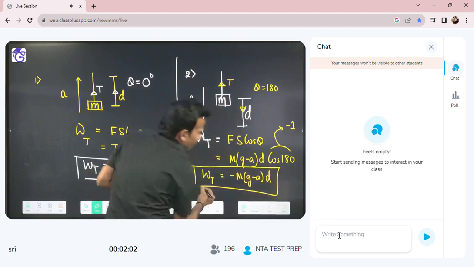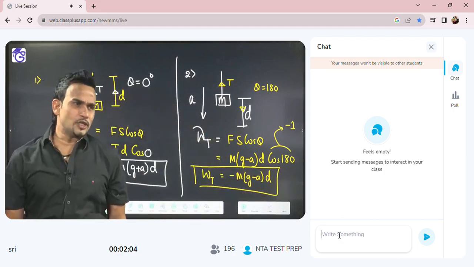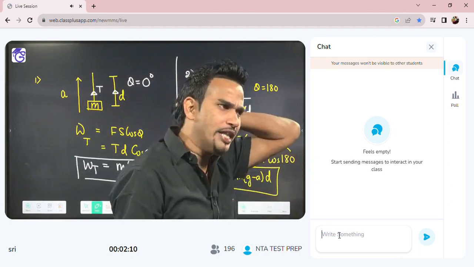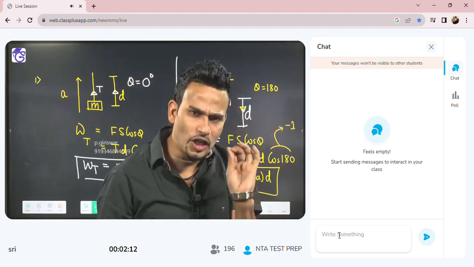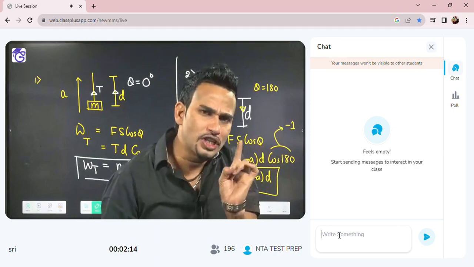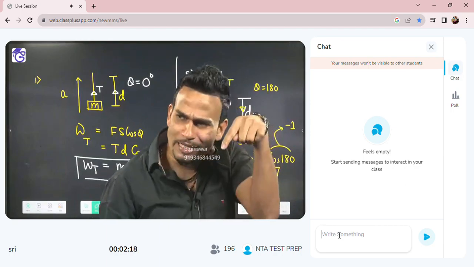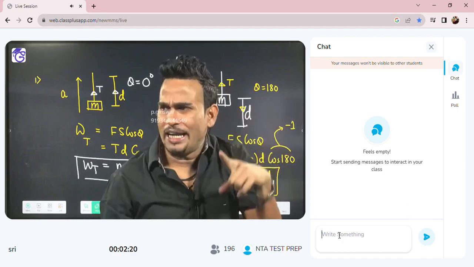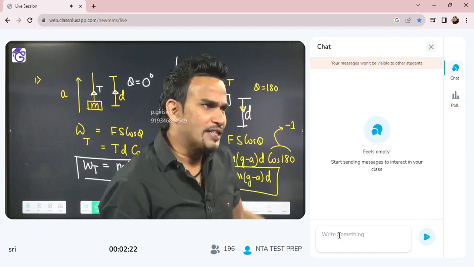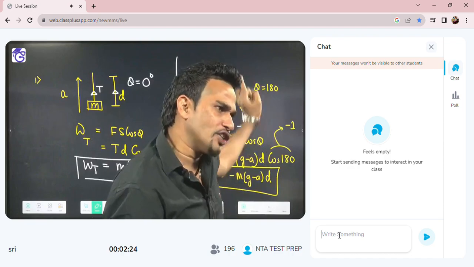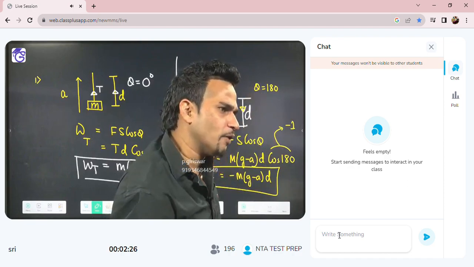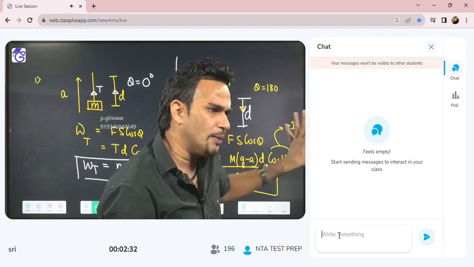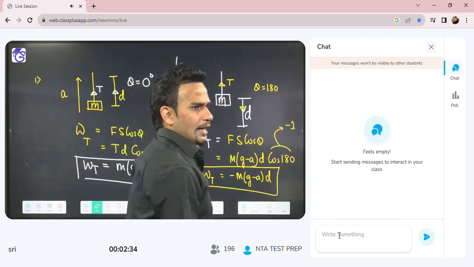Is it okay? Did you understand? Most of the people said M into G minus A into D. That was the wrong answer. Here tension will do negative work, because tension acts on the block upward while the displacement of the block is downward. So theta is 180, not 0. In the previous situation, the block was going upward and tension was also upward, that's why the work done was positive. Here tension is upward, the block is going downward, so work done will be negative.